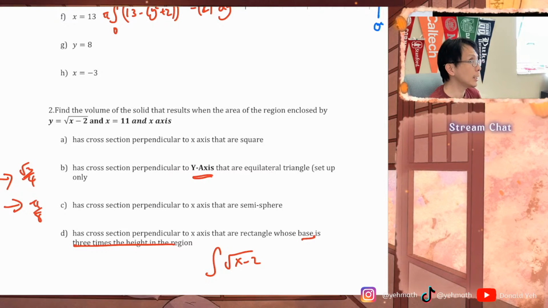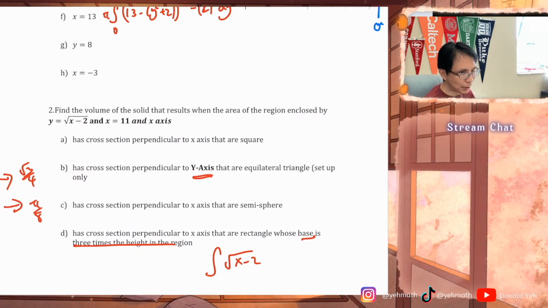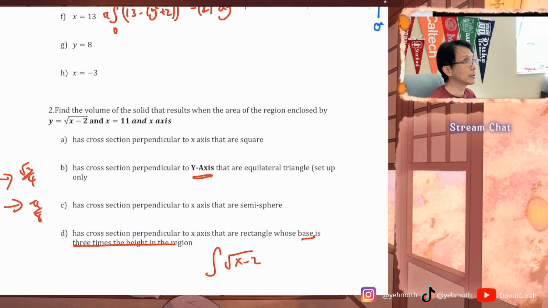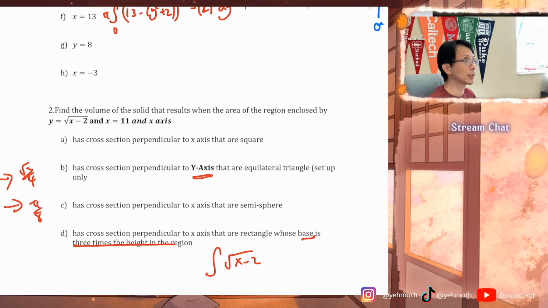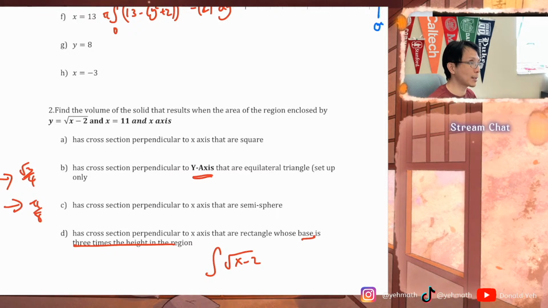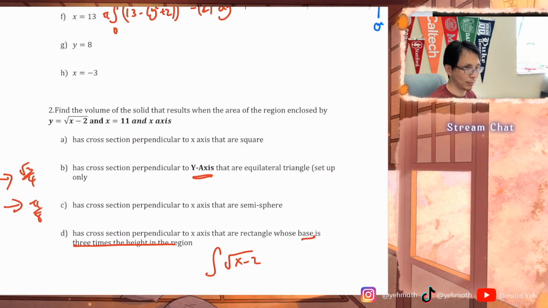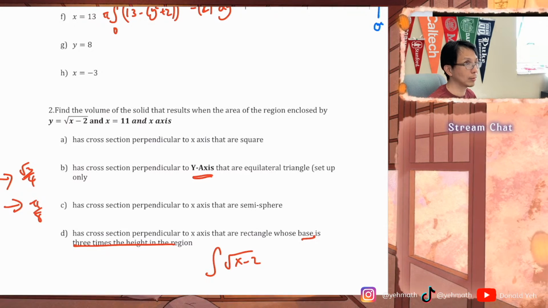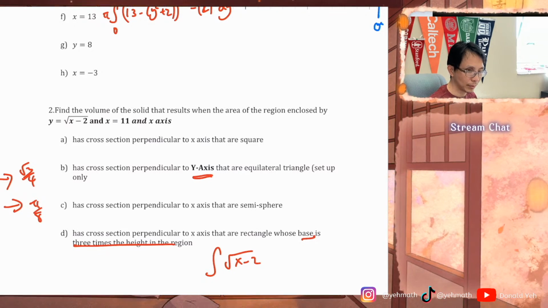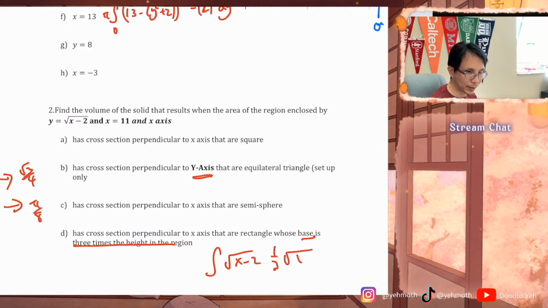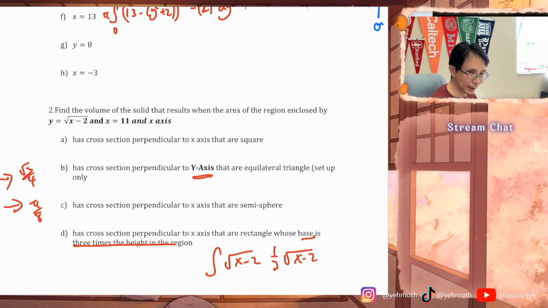For this one, how do I do base is 3 times the height? Can you explain that? Because that's the time we talk about this, right? I did it like this: if the base is b, then h is 1/3 b, and this is the equation for h. Yeah, it's 1/3 of b. So it'll be 1/3 of the base, square root of x minus 2. And it's between, I think, 2 to 11 still.